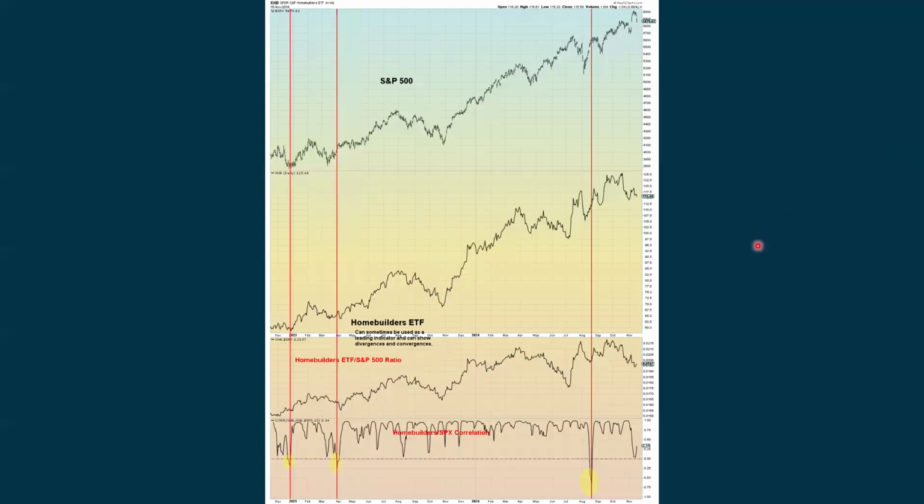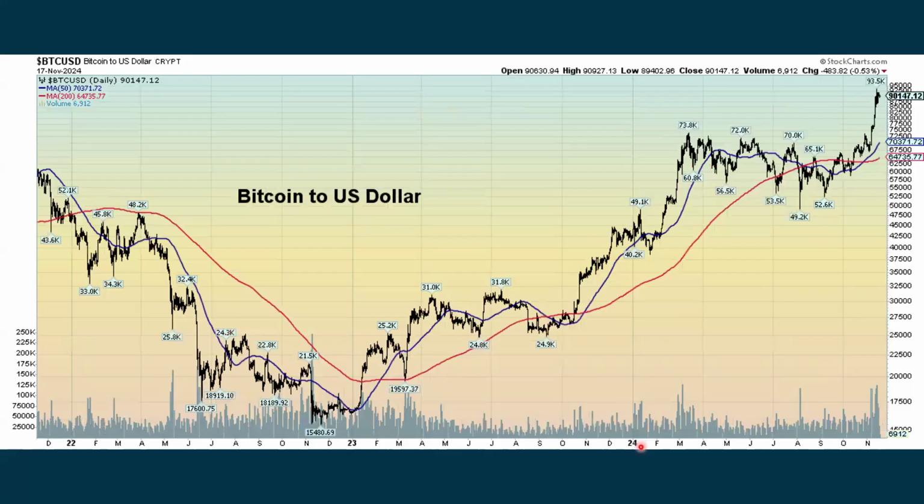And I was watching this a little closer. This is the correlation or the ratio between the S&P and the home builders ETF, where it was really starting to come down, but now it's starting to go back up. So I still look at this chart every day, but I'm not as concerned as I was since we're going back up now. Bitcoin coming off of an all-time high.